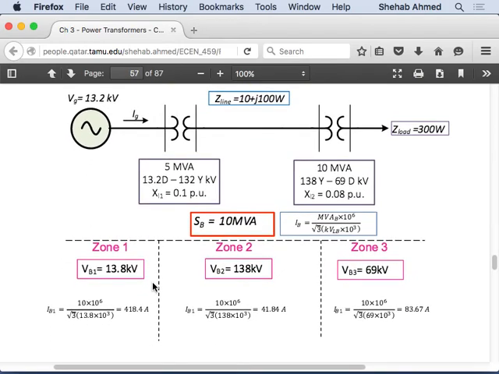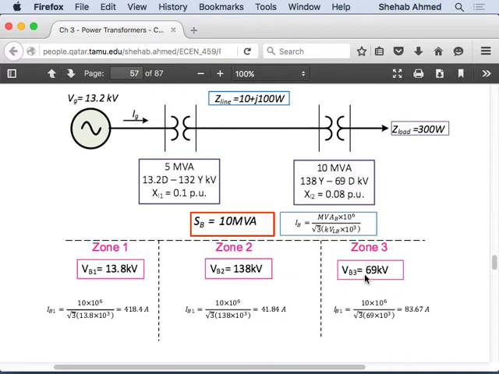But here, in this case, they chose 13.8 to be the base value in zone 1. How do I choose the base value for voltage in zone 2? For you to eliminate the transformer, the ratio of the bases has to equal the ratio of the transformer terminal voltages. Okay, so V base 1 over V base 2 has to equal 13.2 over 132. Right? So choose one, and the other one will be defined.